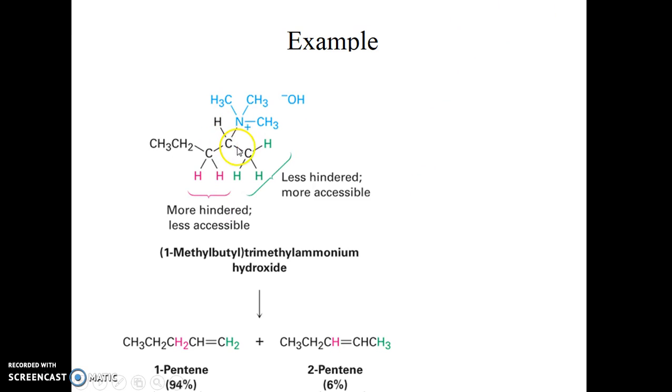Here's an example of which hydrogen will be removed. Again, more substituted, less substituted, less hindered. This is where the proton is removed to give you the less substituted alkene.